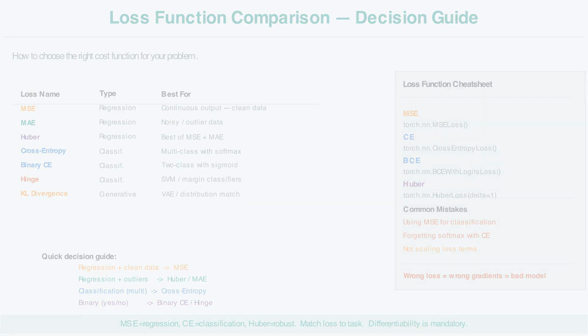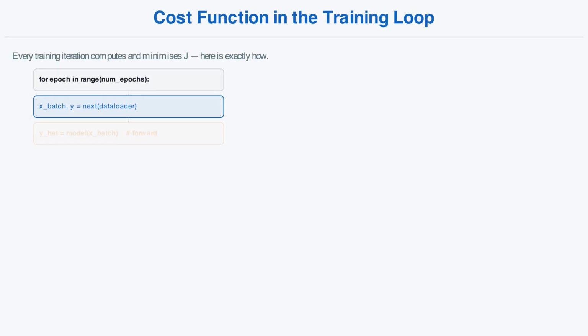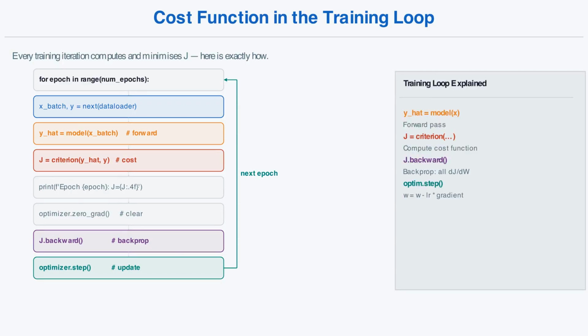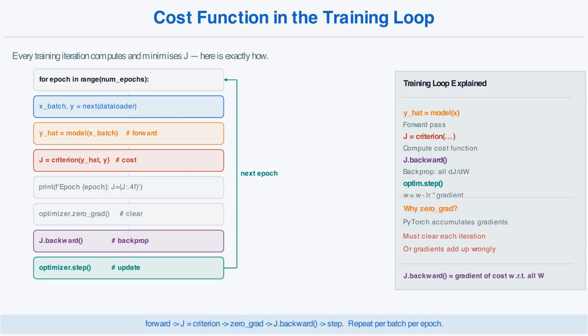Let us put everything together and look at a complete PyTorch training loop where the cost function plays its central role. The outer loop runs for a set number of epochs. Each epoch is one full pass over the training data set. Inside the epoch, we fetch a mini batch of samples from the data loader. First, the forward pass: we call the model with the batch input and get predictions y hat.